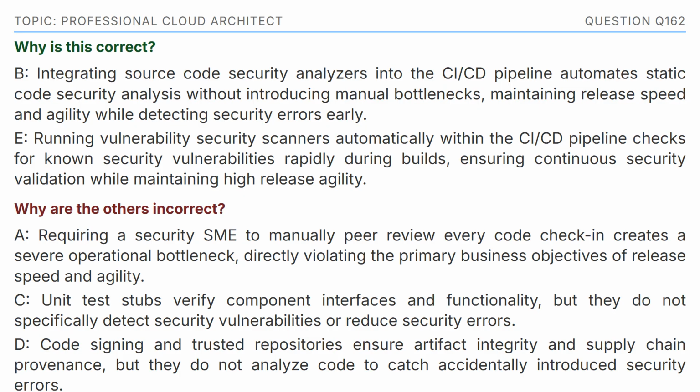Why are the others incorrect? A. Requiring a security SME to manually peer review every code check-in creates a severe operational bottleneck, directly violating the primary business objectives of release speed and agility. C. Unit test stubs verify component interfaces and functionality, but they do not specifically detect security vulnerabilities or reduce security errors. D. Code signing and trusted repositories ensure artifact integrity and supply chain provenance, but they do not analyze code to catch accidentally introduced security errors.